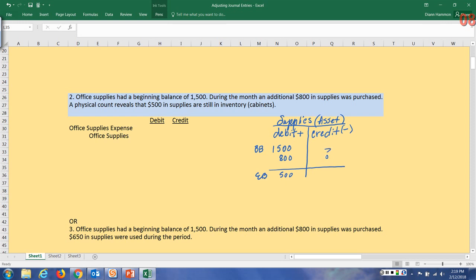So this is what we need to know. How many supplies were used up? So we can just get your calculator out, or I'm going to go over here on the side and just write this up. So I have $2,300 worth of supplies to account for. Well, I know that $500 are still in that closet or that cabinet. So $1,800 in materials, supplies, had to have been used up. So the debit is to office supplies expense, and the credit will be to office supplies, the asset account.